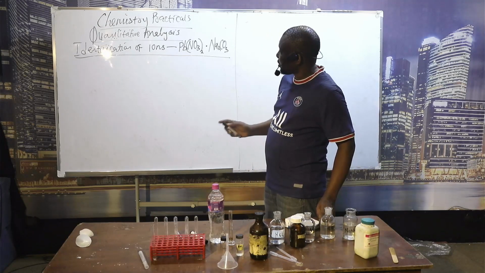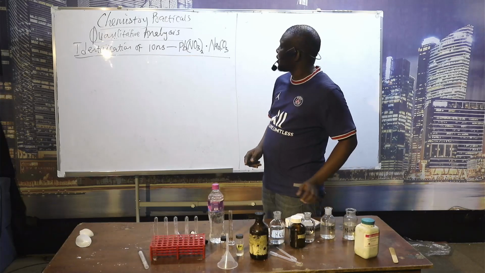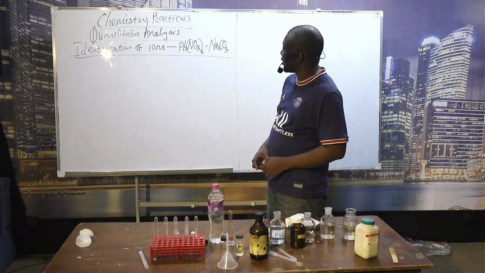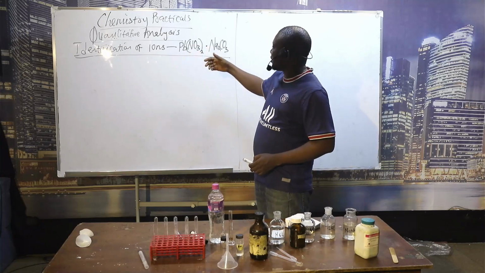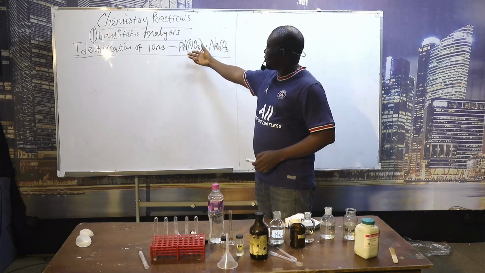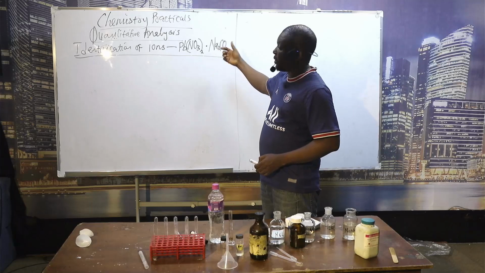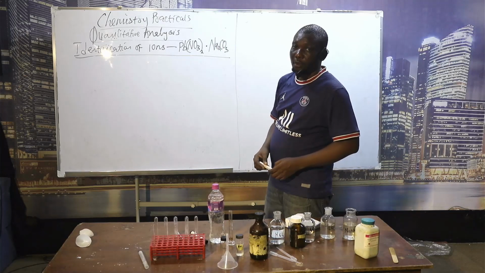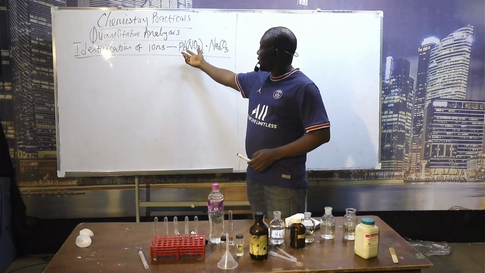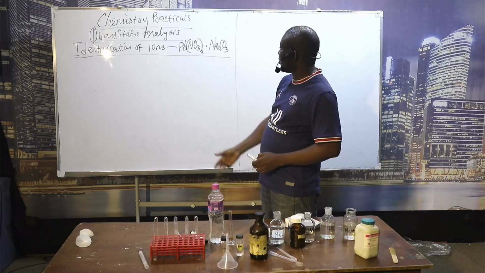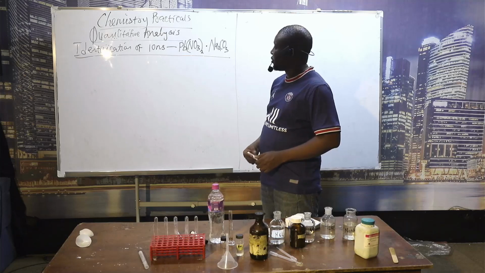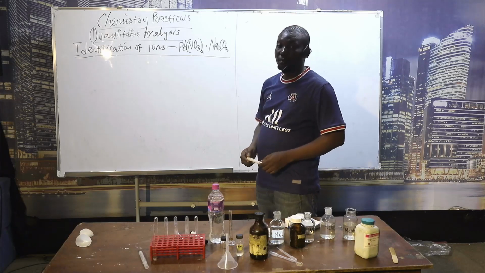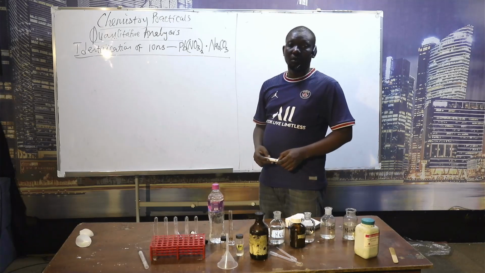Now let's start with the salts themselves. The salts are lead(II) nitrate and sodium carbonate. These are their common names. The IUPAC names are lead(II) trioxonitrate(V) and sodium trioxocarbonate(IV). The two salts are soluble.